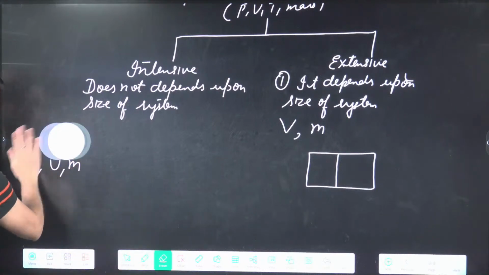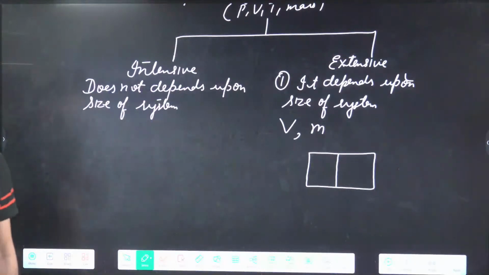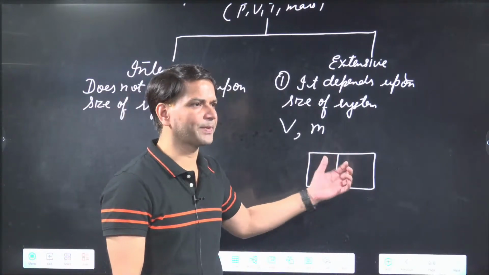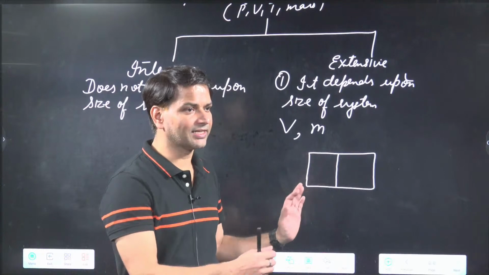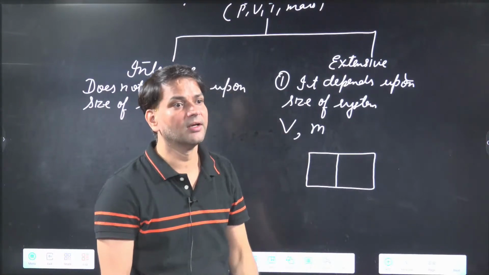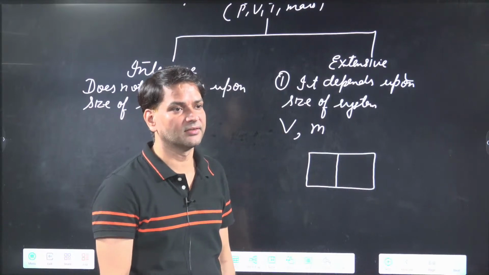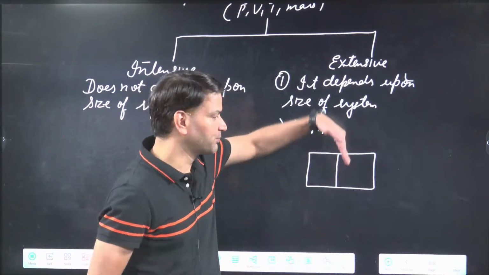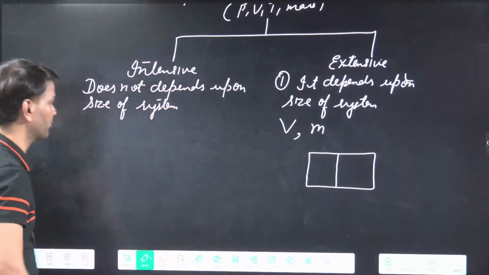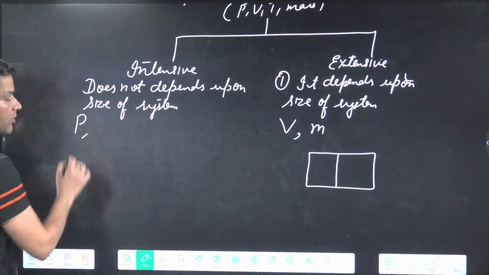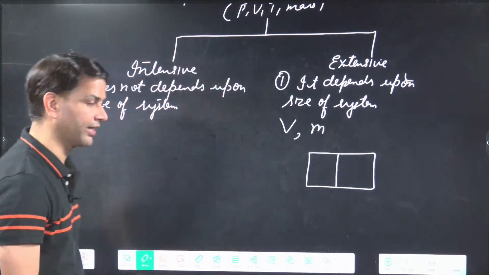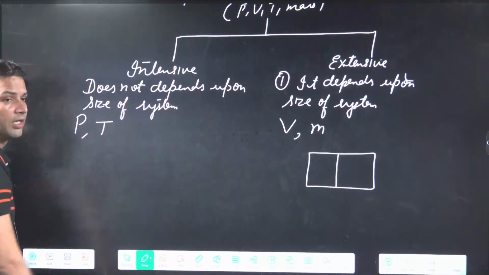What about pressure? Initially pressure was P. When I divided, I am not applying extra force, so pressure will be the same. There will be no pressure difference. I just put one boundary in between, no extra force came, so pressure will be the same. So pressure is intensive. Temperature? Temperature is the same, so temperature is also intensive.